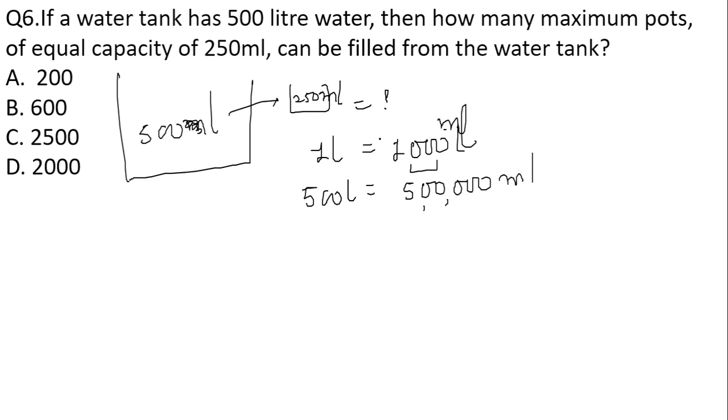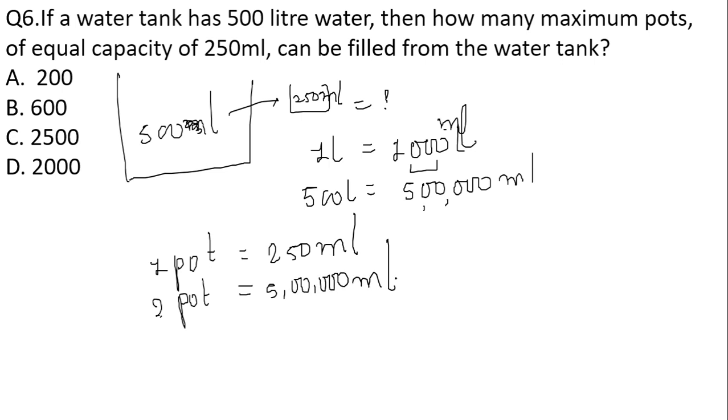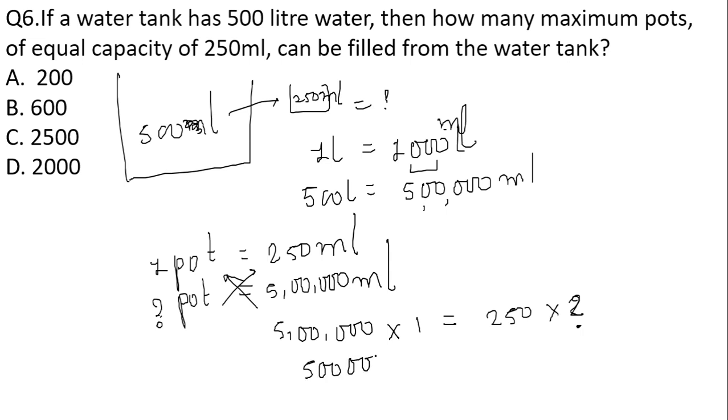If we start filling up the small pots, how many pots are required? If one pot given here is of 250 ml, that is one pot is occupying 250 ml, then how many pots are required to fill up 5 lakh milliliters? This is the question. Simply cross multiply it: 5 lakh milliliters into 1 pot is equivalent to 250 into question mark pots. So 5 lakh into 1, divided by this 250, because it is in multiplication with the question mark. If we take it on the left hand side, it will go in division.